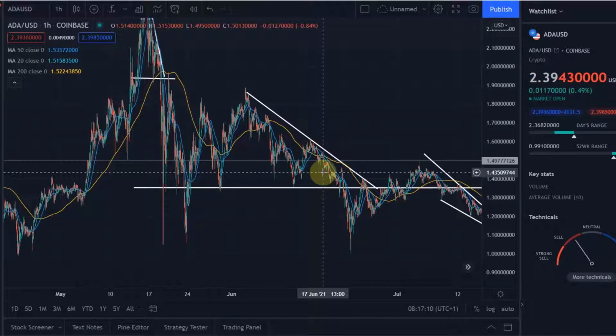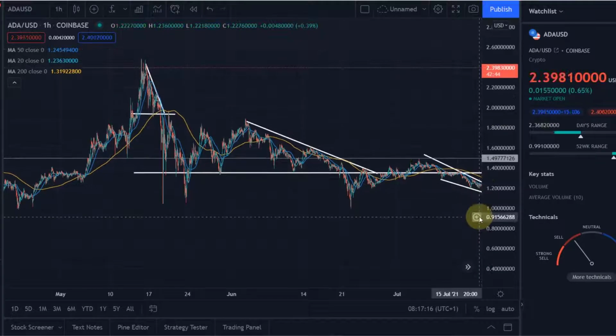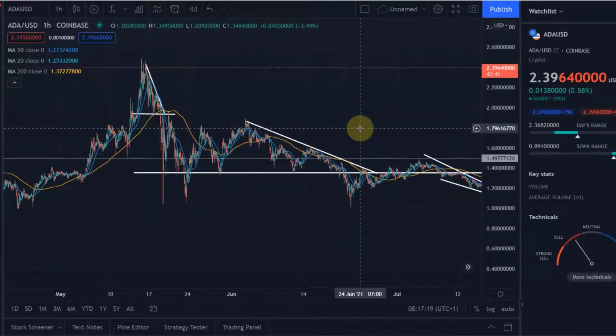Always try to combine them with different indicators like moving averages as well. That is useful, and you can also take into account the MACD and the RSI. And I talked about these on this channel already.